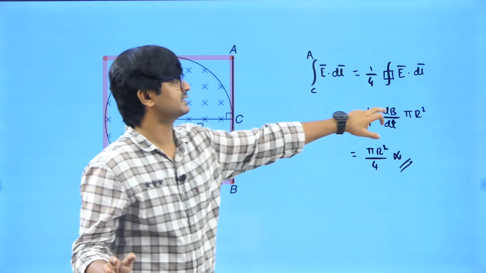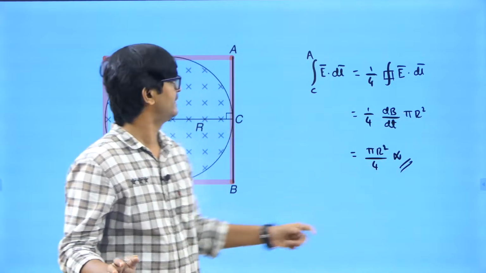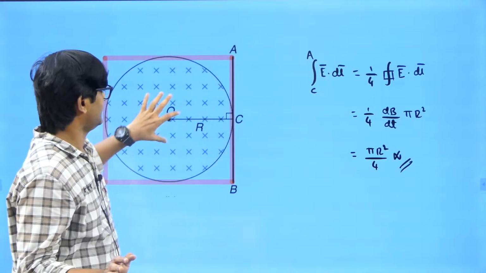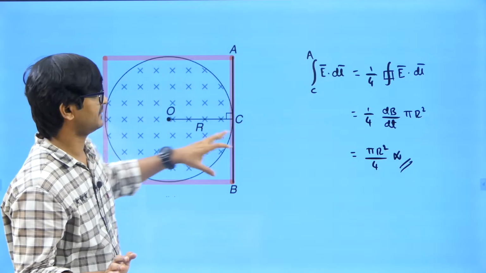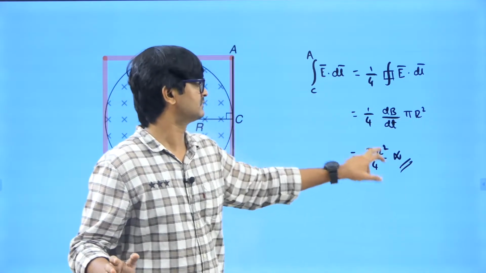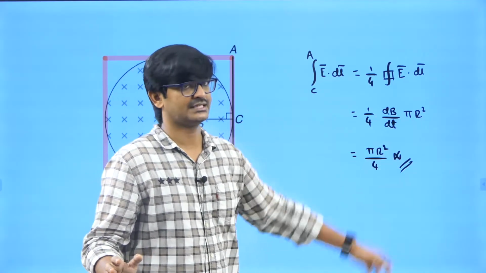So what will happen for the square? It is dB by dt into the flux enclosed, right? Now flux is enclosed only for this region, which is pi r square. And dB by dt is given as alpha in the question.